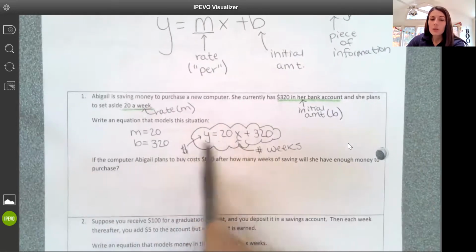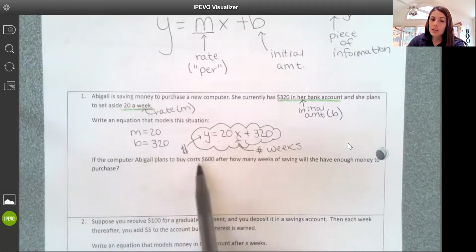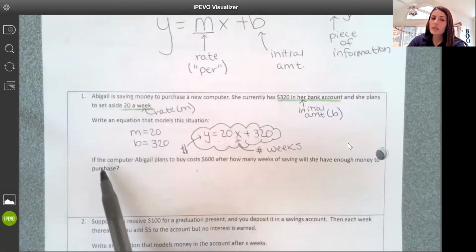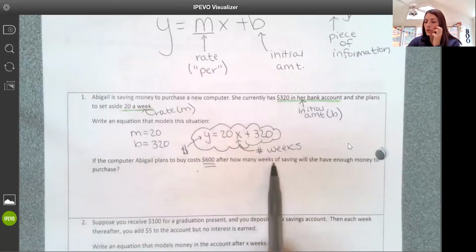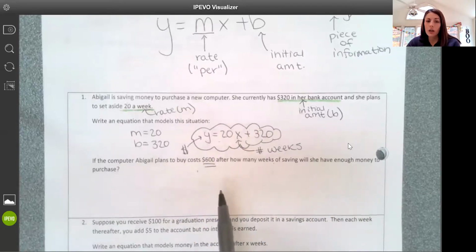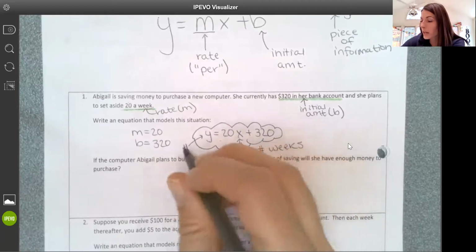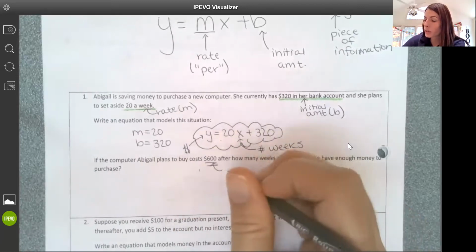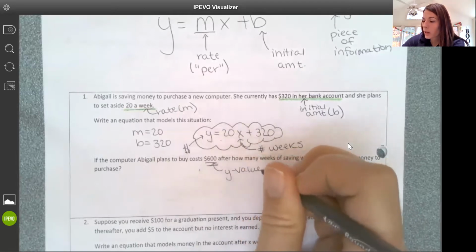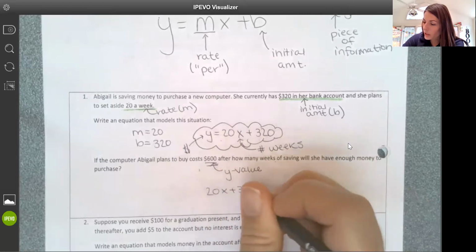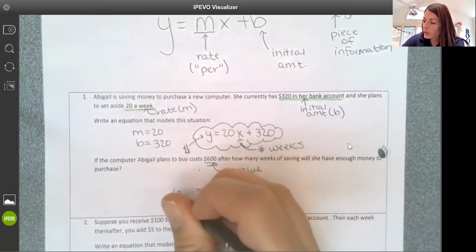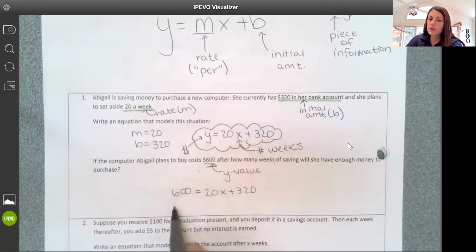That helps us when it asks a follow-up question, to know if the piece given is an x or a y value. It says, if the computer that Abigail wants to buy costs $600, after how many weeks of saving will she have enough money to purchase the computer? For this, we need to know that money, as we labeled up here, is a y value. So I'm going to take my equation, 20x plus 320, and set it equal to 600. 600 is a y value.